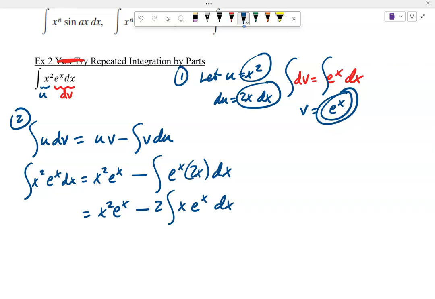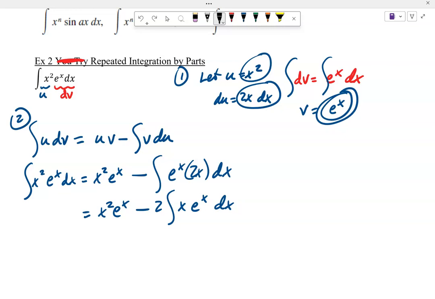Okay. Now the problem is, I'm looking at that and I'm like, gosh dang, I thought I was getting somewhere, but I still don't have some basic integration formula for that, do I? And so I'm going to have to repeat the process. I'm going to have to do integration by parts again. Okay. And if it doesn't work after I try it again, then switch up your u and your dv to the other one. Okay.